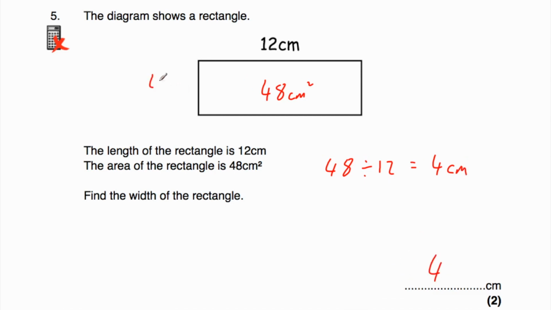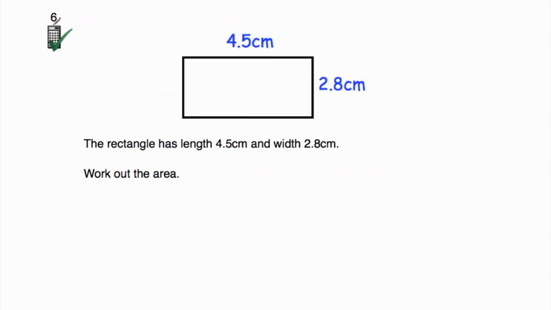We can check our answer because we can do 4 multiplied by 12, and 4 times 12 is 48. So that's right. So the width of this rectangle is 4 centimetres by just dividing the area by the length to find the width. Okay, question number 6.